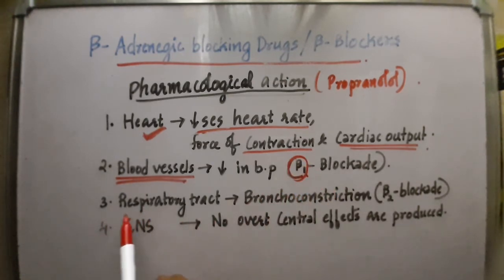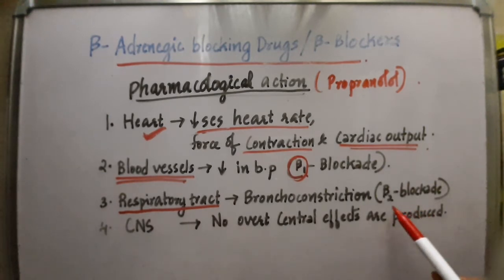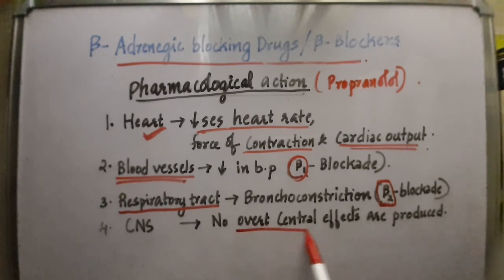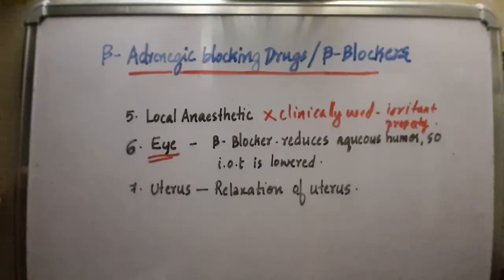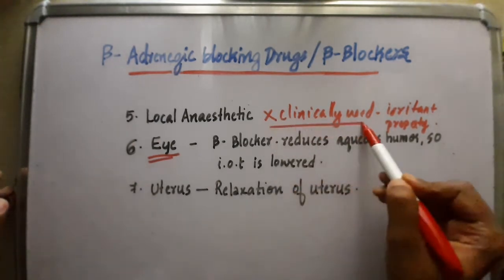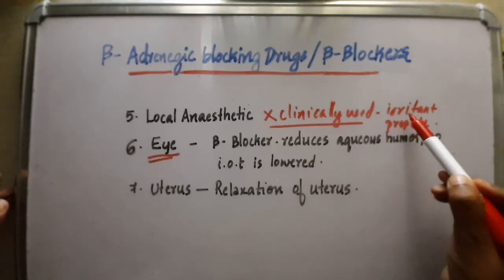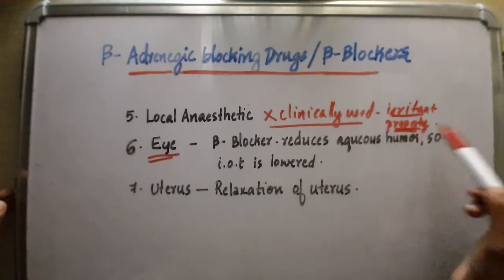Third one is pharmacological action in respiratory tract. Propranolol causes bronchoconstriction due to the blockade of beta 2 receptors. Next, in CNS, this drug propranolol has no overt central effects. Next pharmacological action is as local anesthetic, but they are not clinically used as they are irritant in nature.